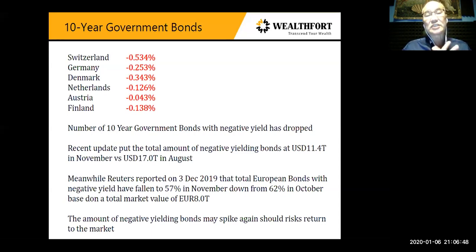So recent update put the total amount of negative yielding bonds at 11.4 trillion in November versus 17 trillion in August. Meanwhile, Reuters reported on 3rd of December 2019 that total European bonds with negative yield has fallen to 57% in November, down from 62% in October, based on the total market value of 8 trillion. The amount of negative yielding bonds may spike again should risk return to the market. So right now, we are seeing that this Iran-US thing, bond yields are already dropping across the board, okay?